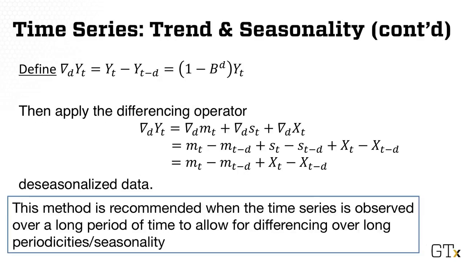Last, we can also use differencing to remove the trend and seasonality jointly. If we have seasonality of period d, the differencing operator applied to the time series y_t means that we take the difference of y_t and y_{t-d}. If we decompose further this difference, we also have m_t minus m_{t-d}, which could also remove the trend if the trend is slowly changing. Generally, this method is recommended when the time series is observed over a long period of time, to allow for differencing over long periodicity's seasonality.